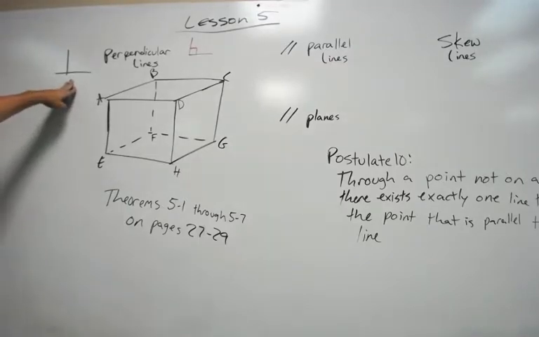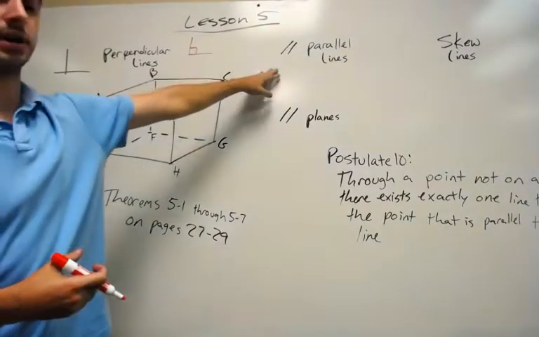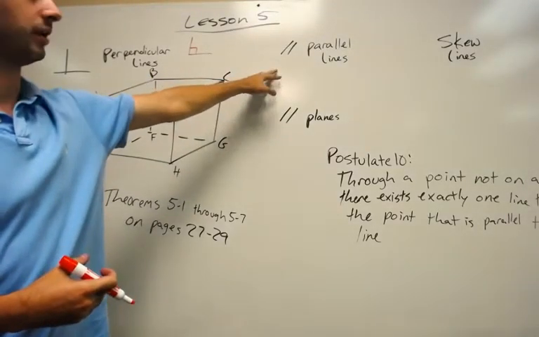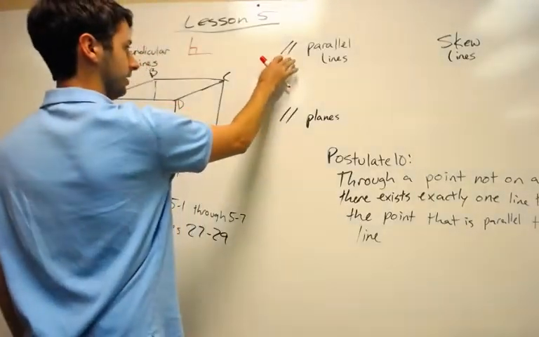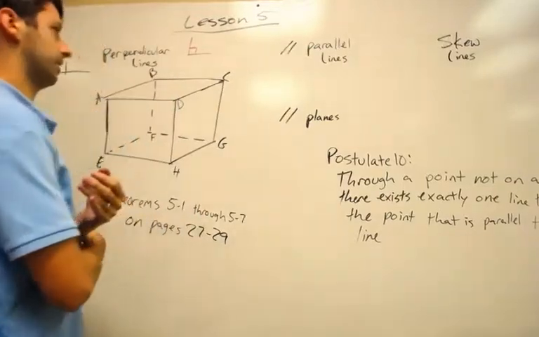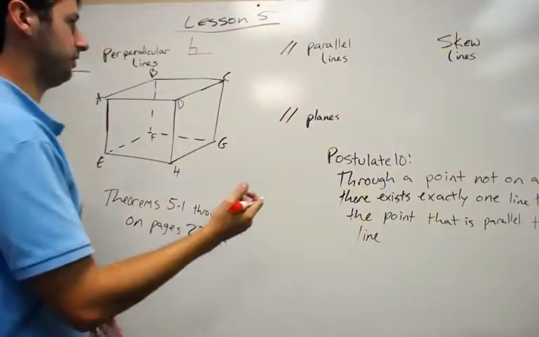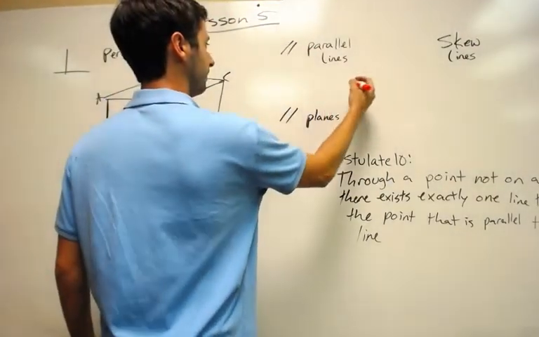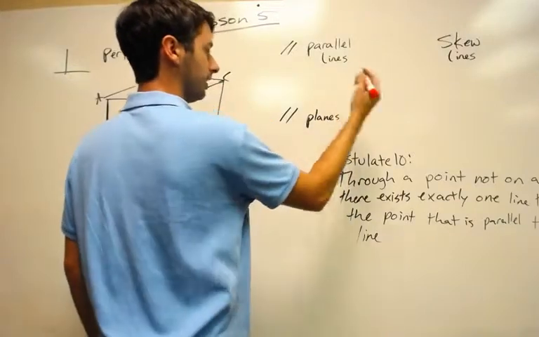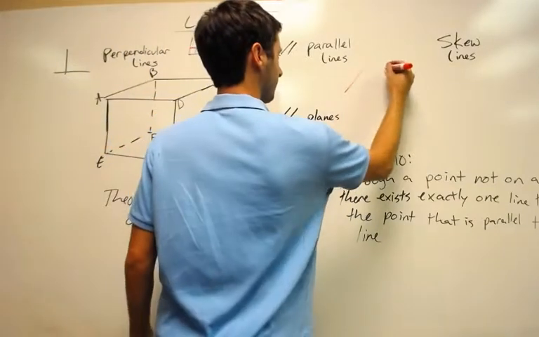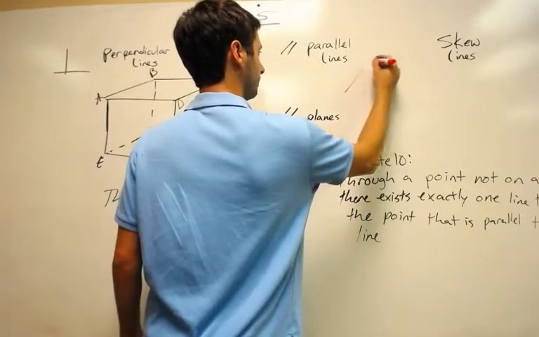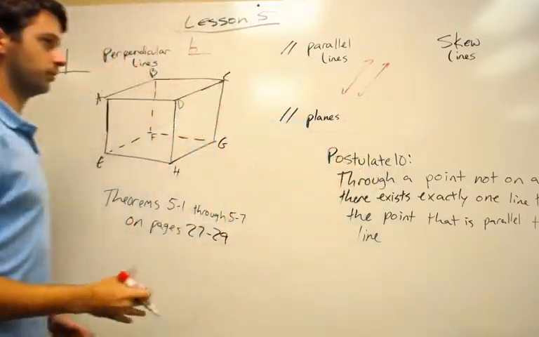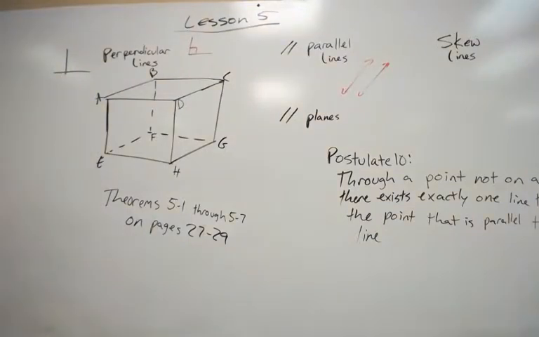Next set of lines is parallel lines. Parallel lines, and this is the symbol, looks like train tracks. I always think of these as the two L's in parallel. But parallel lines are two lines that will never intersect. So no matter how long or how far they go, they do not intersect.